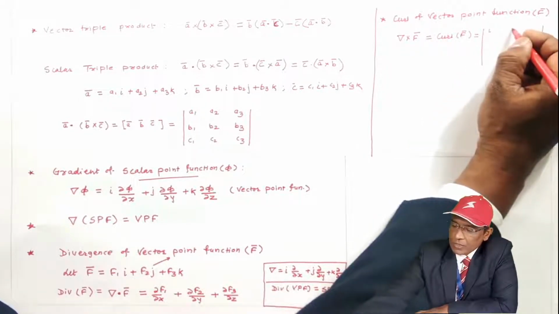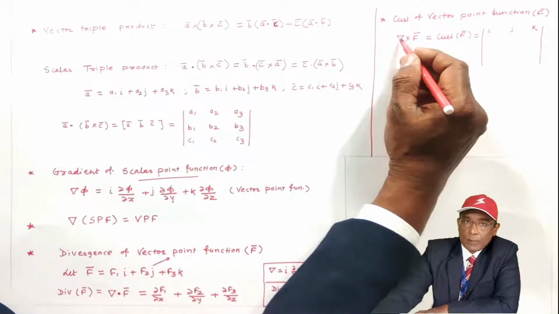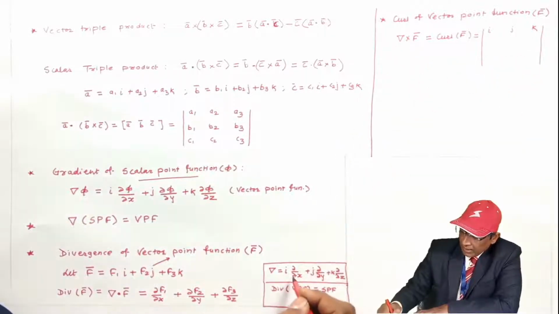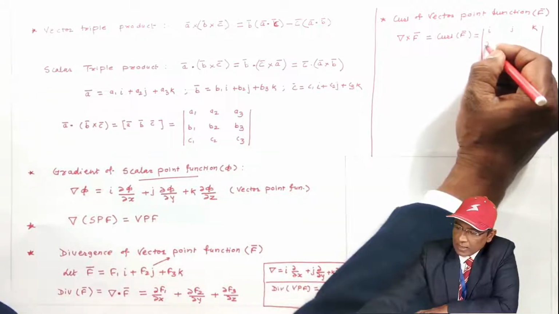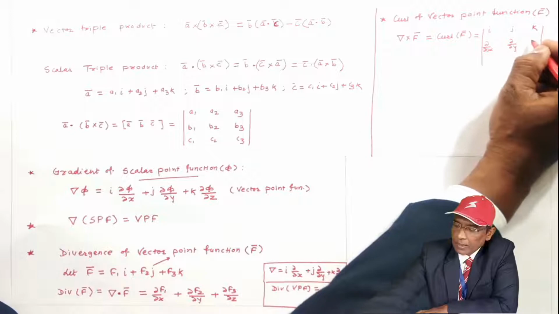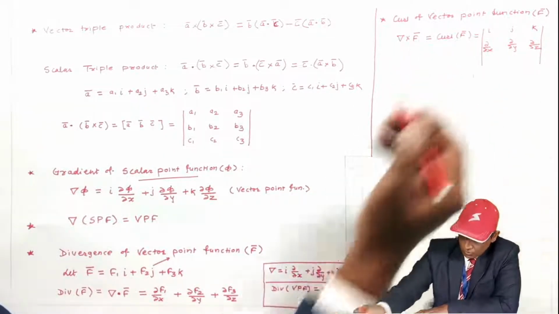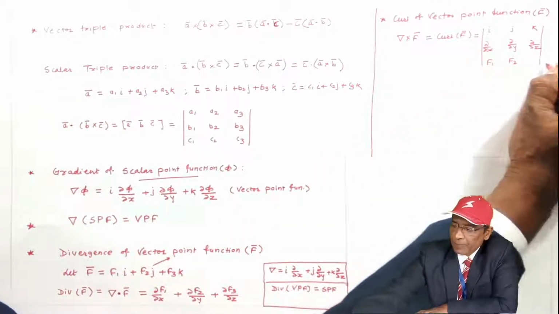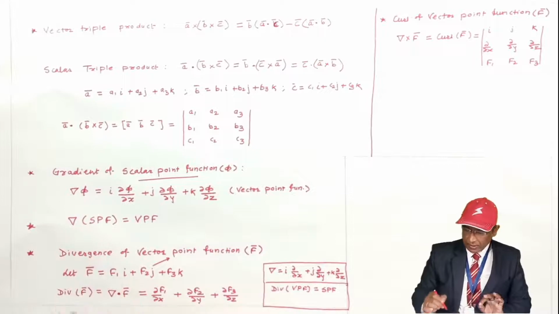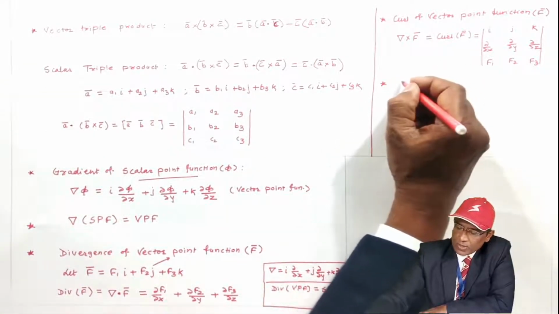Now del cross f bar can be calculated using a determinant. i, j, k is the first row of the determinant, and del is what? Del is i del/del x plus j del/del y plus k del/del z, so the second row is del/del x, del/del y, del/del z. And f bar component wise is f1, the coefficient of i, f2, the coefficient of j, and f3, the coefficient of k. Gradient, divergence and curl. The simple sums we are going to discuss.